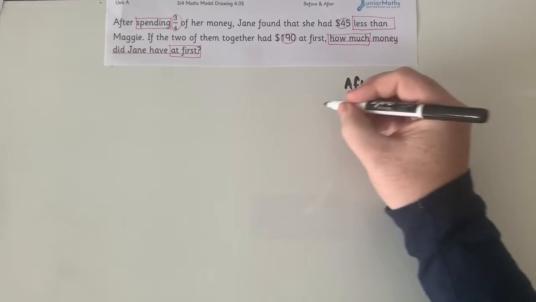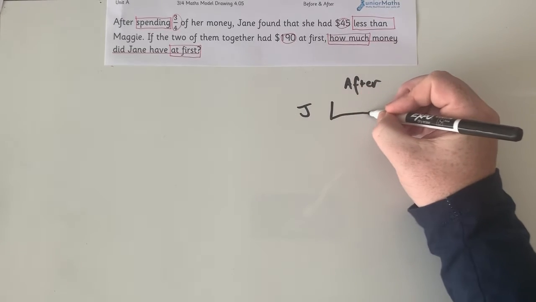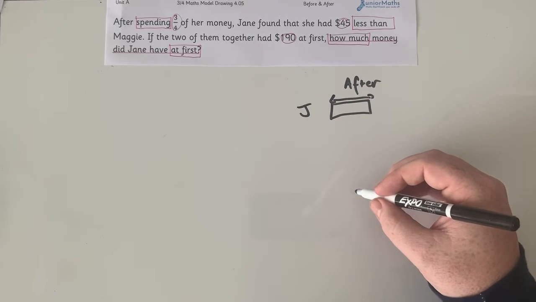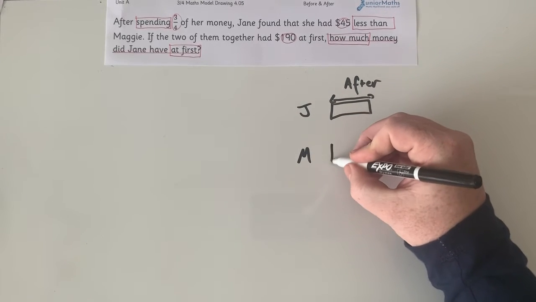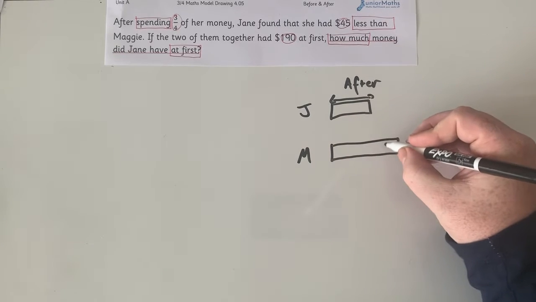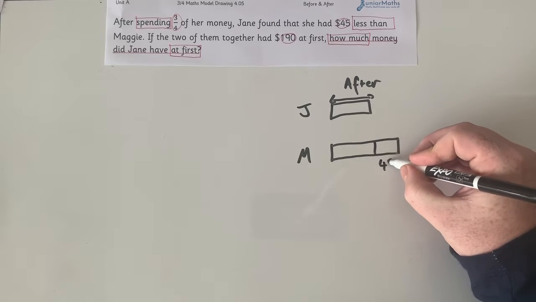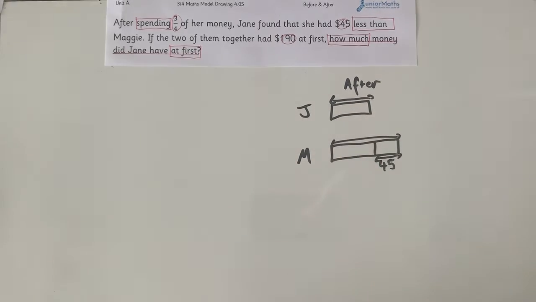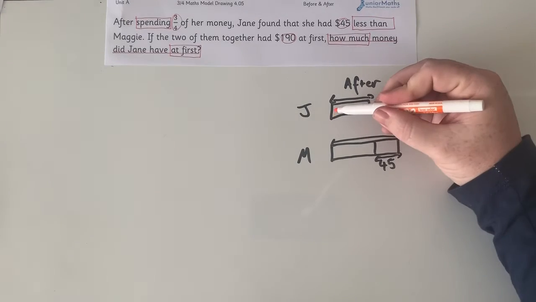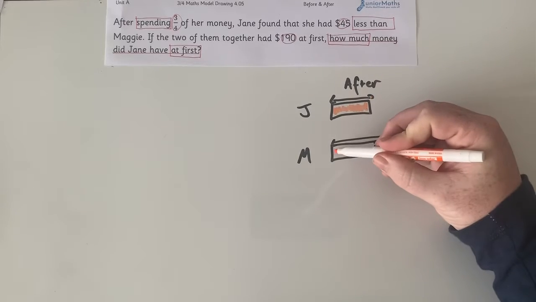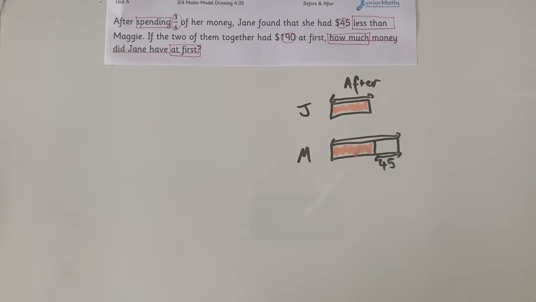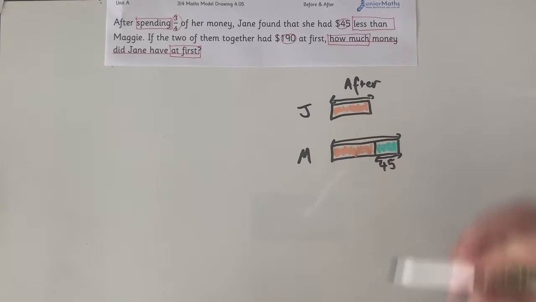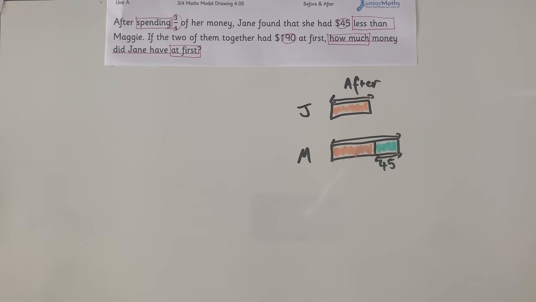So, Jane had an amount of money, which was, we don't know the total. And Maggie had that same amount of money plus an extra $45. Now I'm going to use some colour here because these two are equal parts and I want to see that clearly. And this is not. This is a different value. And we already know that that's 45, but I'm still going to colour it just to show that they're different values. So that's the after.